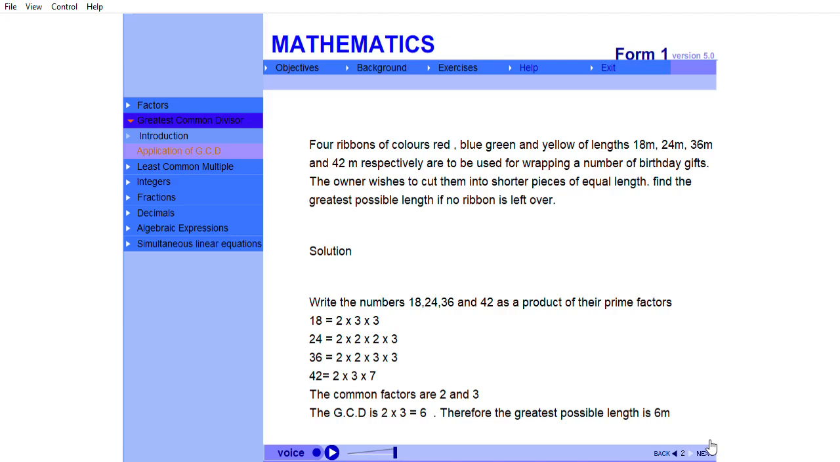4 ribbons of colors red, blue, green and yellow of lengths 18 meters, 24 meters, 36 meters, and 42 meters respectively are to be used for wrapping a number of birthday gifts. The owner wishes to cut them into shorter pieces of equal length. Find the greatest possible length if no ribbon is left over.